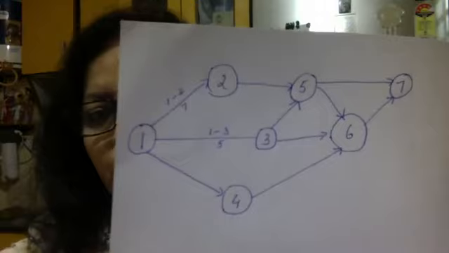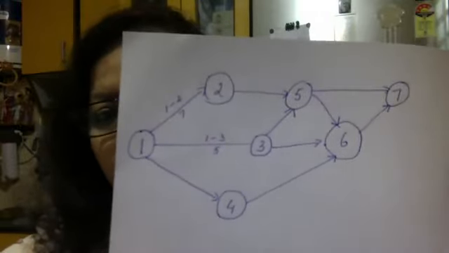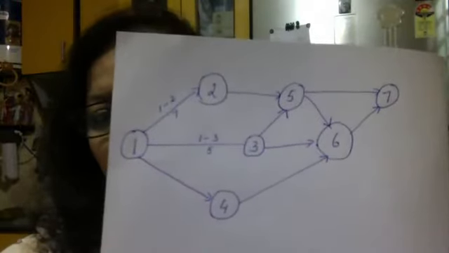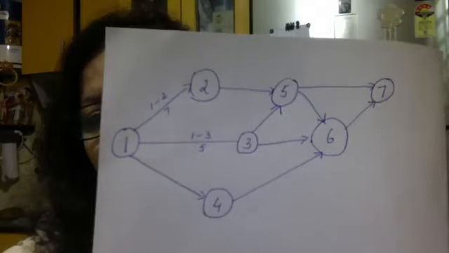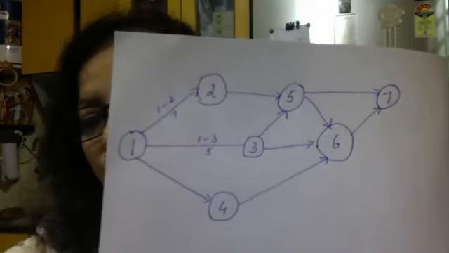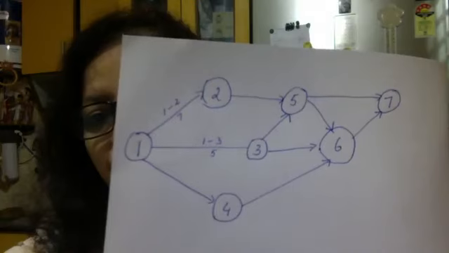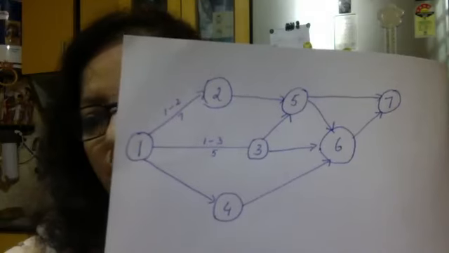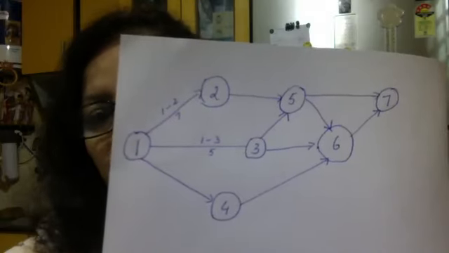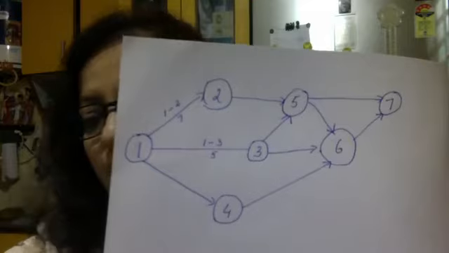Class, now I'm going to write the activity on top of the arrow and the duration below. I've done it for 1 to 2, I've done it for 1 to 3, now we'll do it for 1 to 4. Next time we will do it simultaneously. This time I wanted to teach you the model, that's why I omitted it. Now we'll do 1 to 4, and it is 4. Please write.